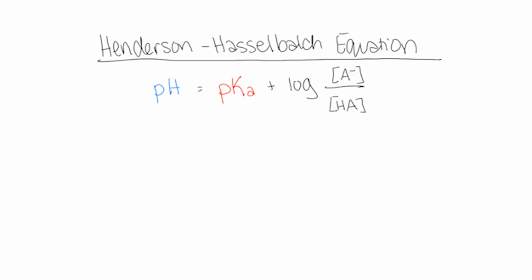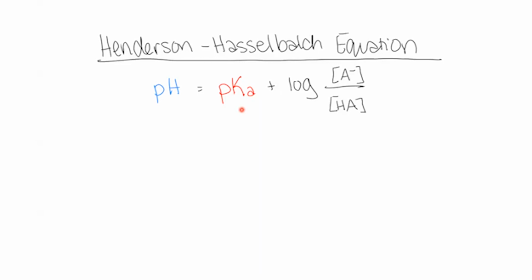I know this probably sounds really boring and it looks really boring, but it's actually really important because this equation is going to allow us to go back and forth comparing the pH, which is a measure of the free proton availability, and the pKa, which is going to be a measure of the acid strength.